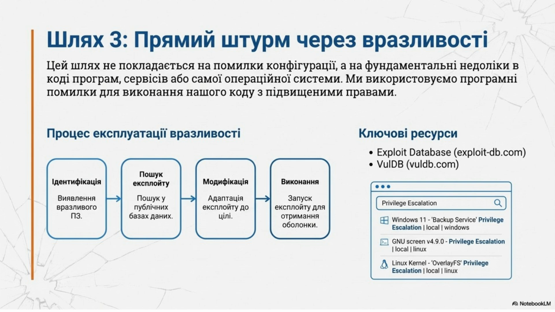Path 3 is direct assault via vulnerabilities, which relies on fundamental flaws in software or operating systems, not configuration mistakes. This process involves identifying the vulnerability, finding an exploit, adapting it, and executing it.